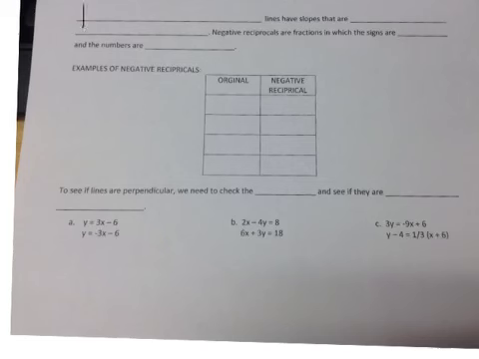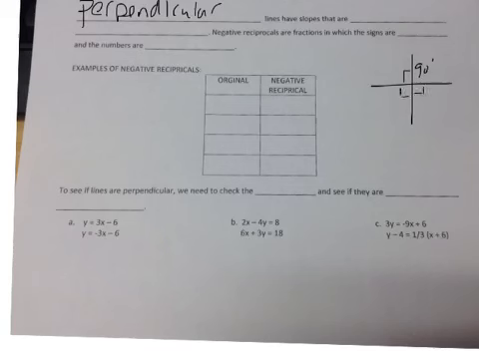The next part here is about perpendicular. Perpendicular lines are lines that cross and make a 90-degree angle. And parallel lines that we talked about on the other page, parallels are lines that never intersect. So perpendicular lines have slopes that are negative reciprocals.